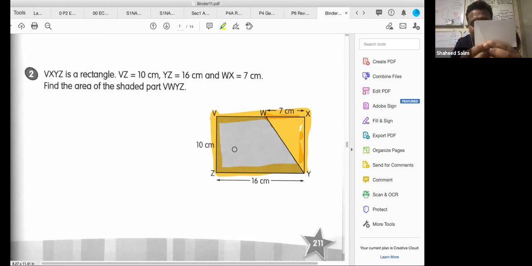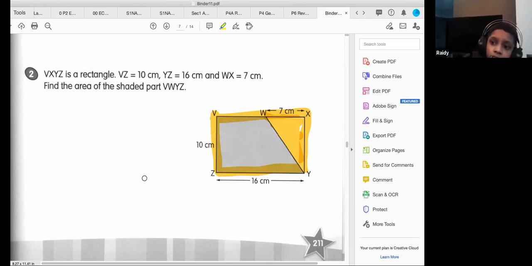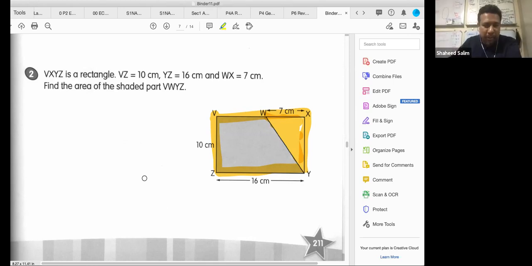Okay, you have your area of the rectangle. Congratulations, Miss Putri. Raidi, there's a rectangle.